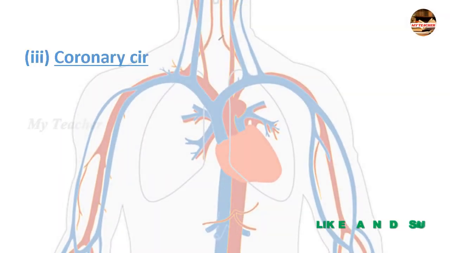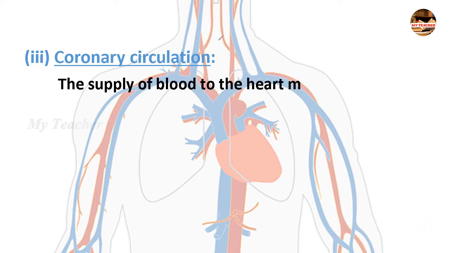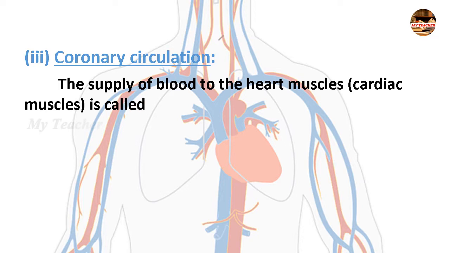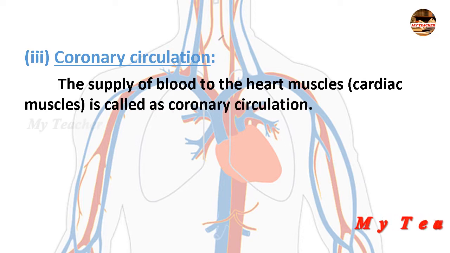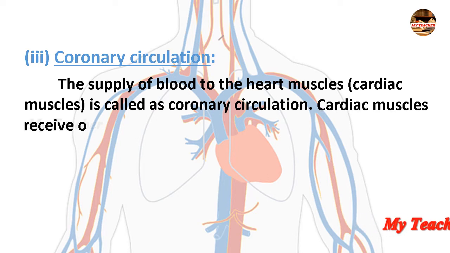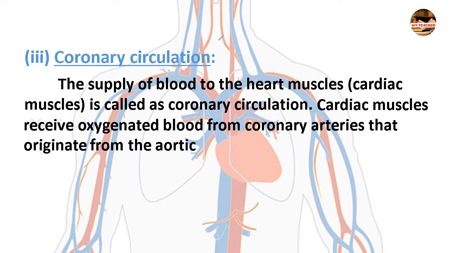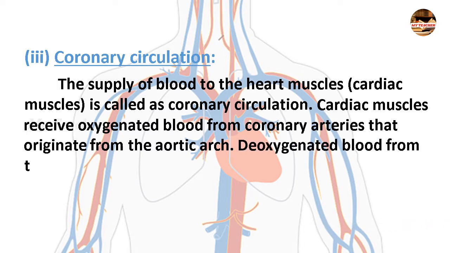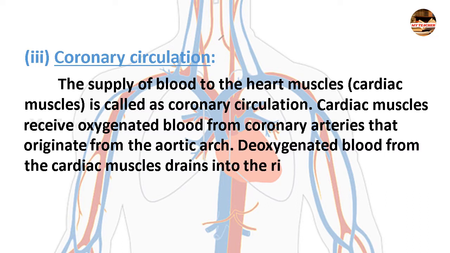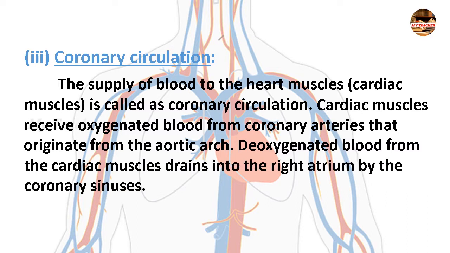Third one is coronary circulation. The supply of blood to the heart muscles, that is cardiac muscles, is called coronary circulation. Cardiac muscles receive oxygenated blood from coronary arteries that originate from the aortic arch. Deoxygenated blood from the cardiac muscles drains into the right atrium by the coronary sinus.